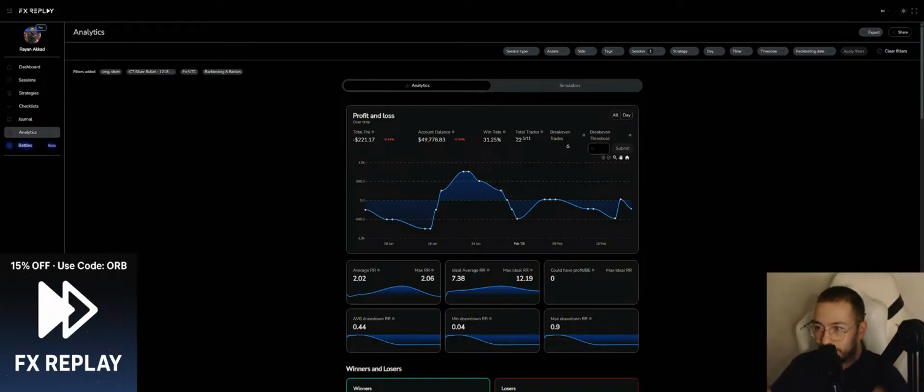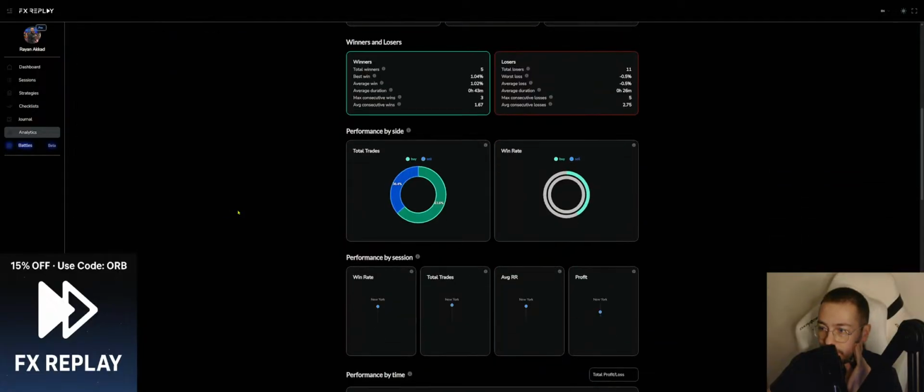31% win rate so far. Well, we just have 22 trades. That's not fair. You need to gather more data. But I just look at the equity curve. It's kind of ugly. So, not liking it so far.